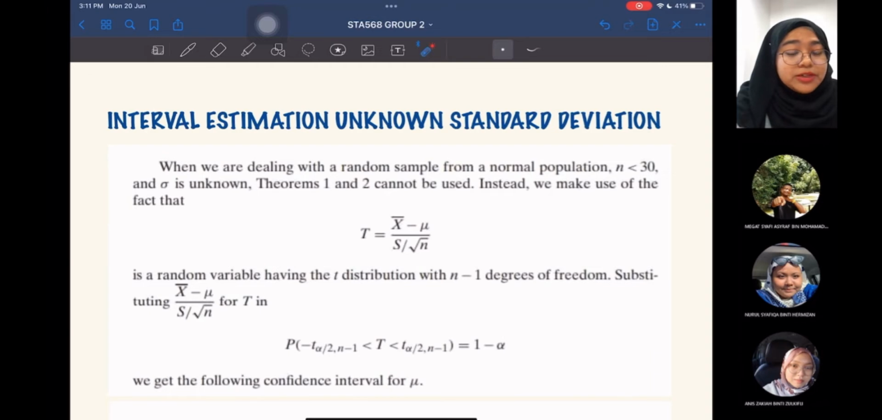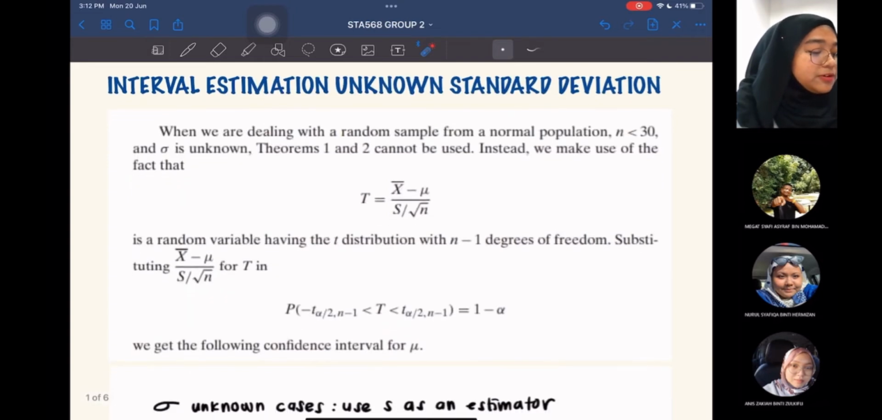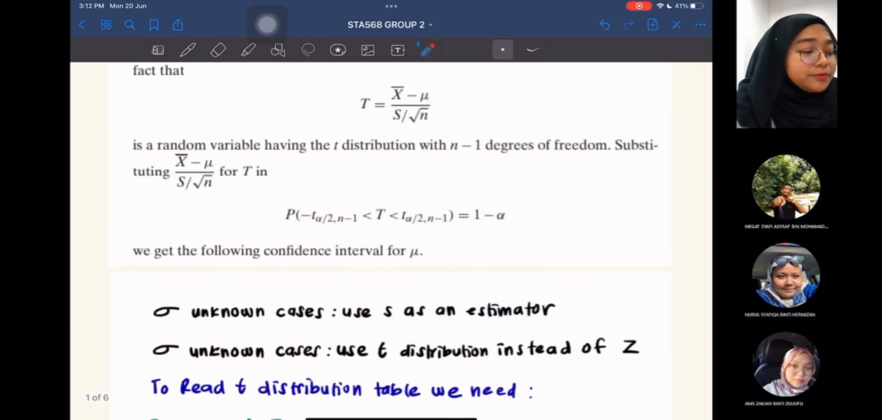We are dealing with a random sample from a normal population, n less than 30, and sigma is unknown. Case 1 and case 3 cannot be used. Instead, we make use of the fact that t equals x bar minus mu over s divided by root n. It's a random variable having the t distribution with n minus 1 degrees of freedom. Substitute x bar minus mu over s divided by root n into the probability distribution, which is this one, t. Then we will get the following confidence interval for mu.